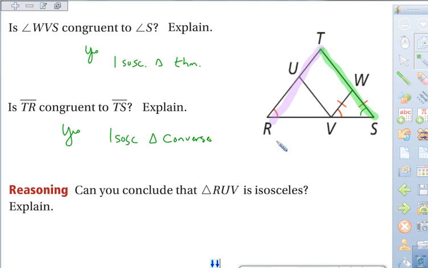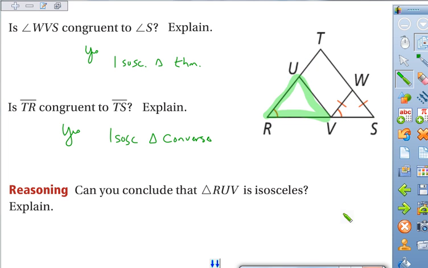Can you conclude that triangle RUV is isosceles? So here's the triangle we're looking at in green. RUV, we have one angle congruent. We don't know that RU and UV are congruent at all, so I would conclude that no. We have no information.